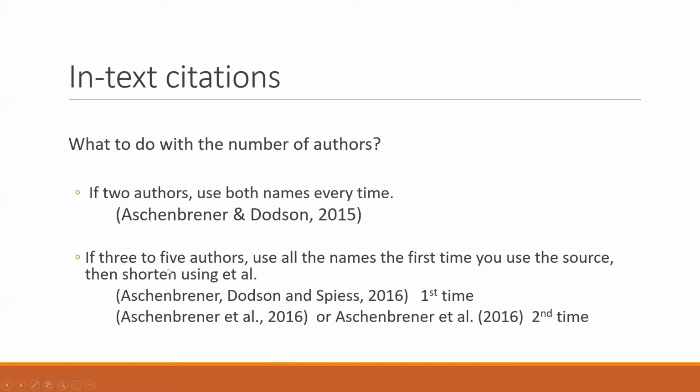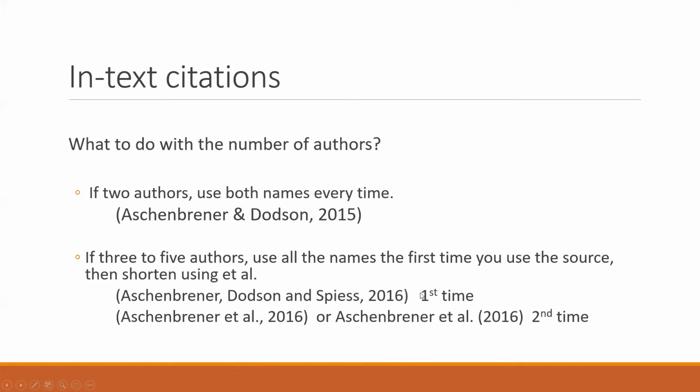If there are 3 to 5 authors, we use all of the names the first time when we cite the source, and shorten it using et al, meaning and others. It's an abbreviation from Latin when we go back to cite that source in the future. So the first time we go through, if we have 3 authors, Aschenbrenner, Dodson, and Spies, 2016, when we cite this, the first time it shows up in our paragraph, in our paper, in our writing assignment, we write all 3 of these author names out.